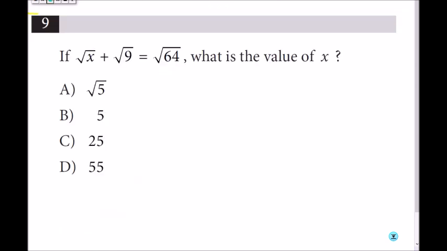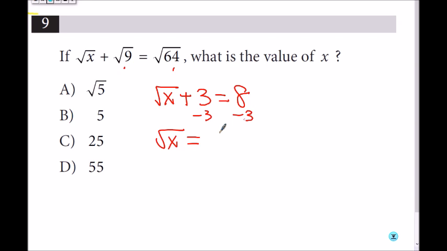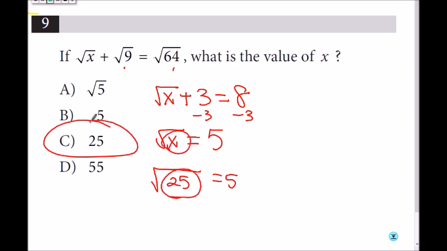9. The square root of x plus the square root of 9 equals the square root of 64. So the square root of x plus, what's the square root of 9? 3, equals the square root of 64, which is 8. So the square root of x equals 5. So the square root of what equals 5? 25, right? So x is not 5, it's 25.